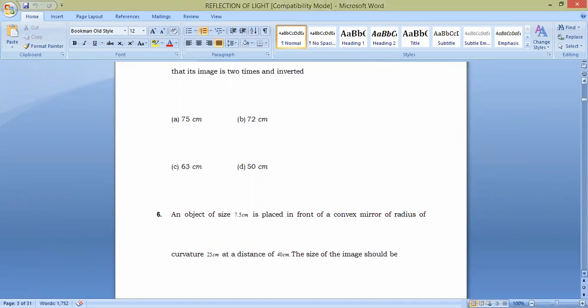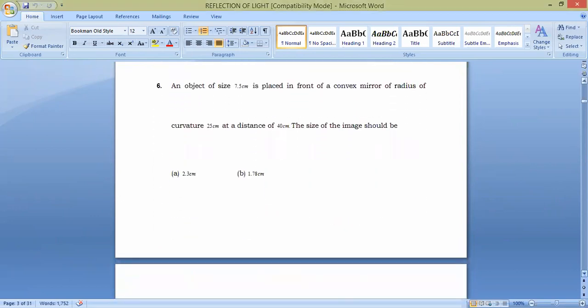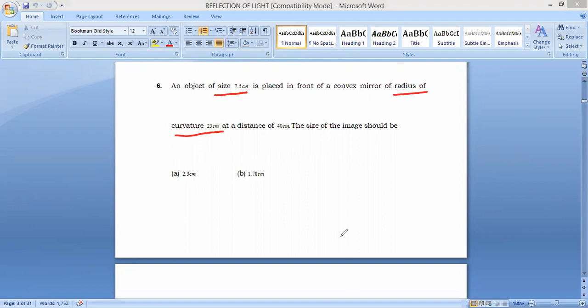Sixth one. An object of size 7.5 centimeter is placed in front of a convex mirror of radius of curvature, at a distance 40 centimeter. Now the size of the image is. You can see here they gave the size of the object, that is h naught, 7.5 centimeter.